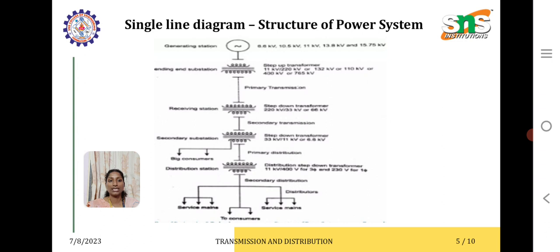Next, the stepped up voltage is received in the receiving substation, and that voltage is again reduced to 66 kV, which we call secondary transmission. Coming to the secondary substation, it will be converted into 33 or 11 kV. From there, some industries will be consuming 11 kV, which we call big consumers, and that 11 kV will be again reduced using a step down transformer and given to the service mains, from where it will be supplied to homes, for commercial and domestic applications.